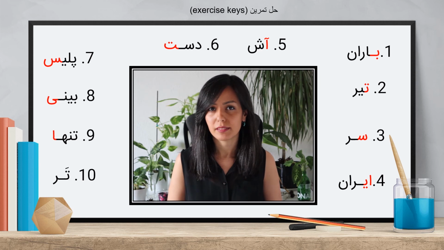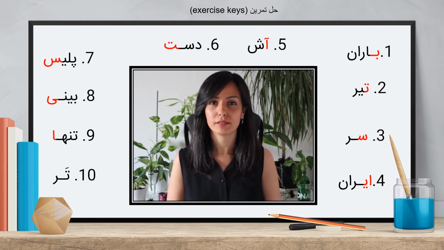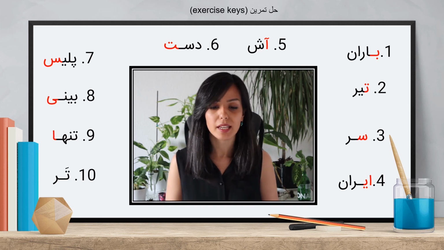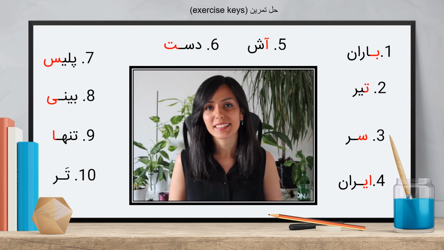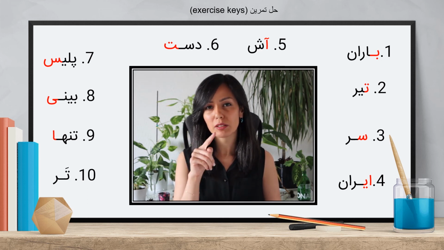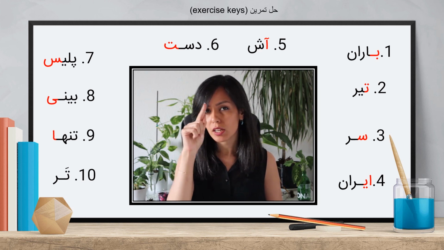بینی, the long vowel E. Number 9, تنها, the long vowel A. And the last one, تر, the short vowel A. Then we should write it over T.